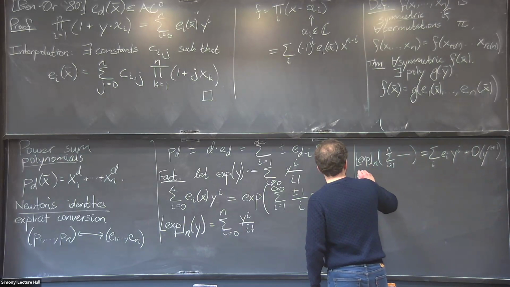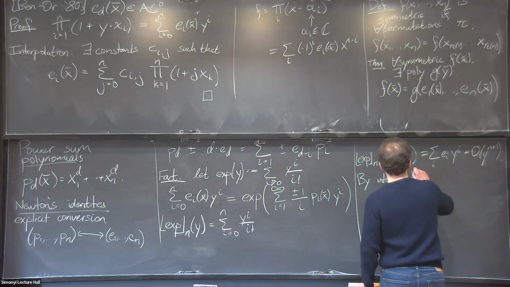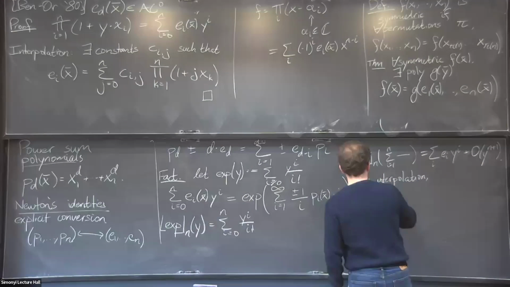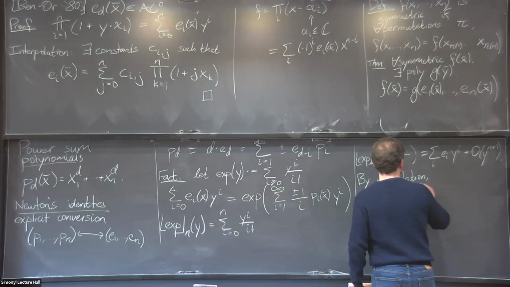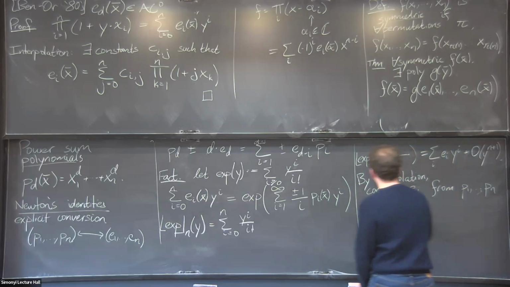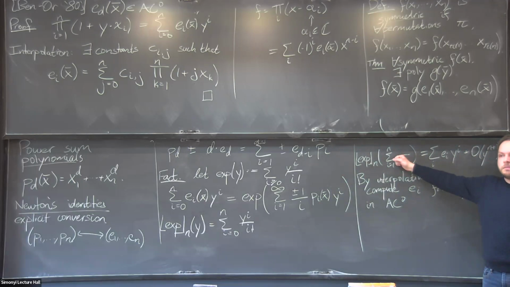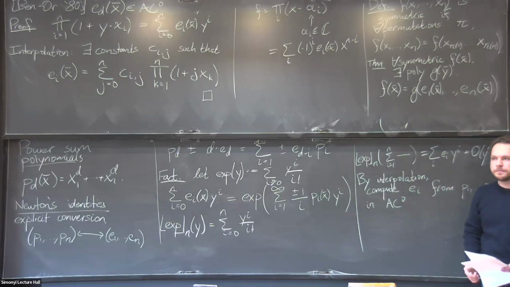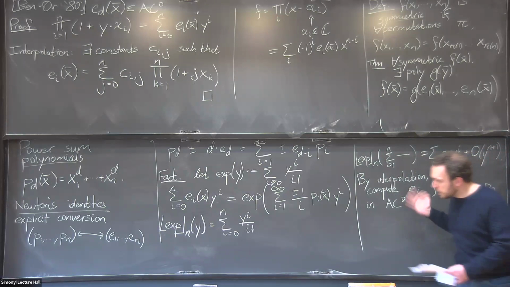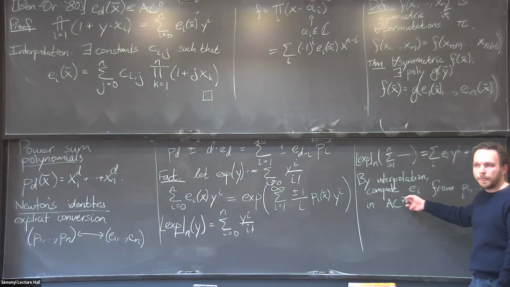So the point is, now if you use interpolation, you can compute the e_i's from the power sums in constant depth. This is going to be some expression that you can write down in constant depth if you're given the power sums. And then you do this interpolation trick that adds one more layer onto your circuit. Okay, so this is one thing we can do in constant depth: convert from the power sums to the elementary symmetrics. And you can go the other way.